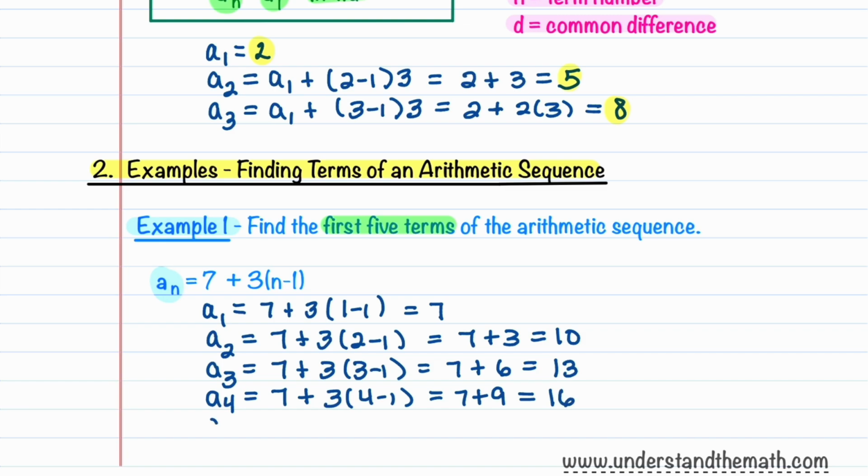And then lastly, a5 is equal to 7 plus 3 times 5 minus 1. So this is 7 plus 12, which is 19. The first 5 terms in our sequence are then 7, 10, 13, 16, and 19. The other way that you could have calculated these terms is to recognize that it's an arithmetic sequence and just add 3 to each term.